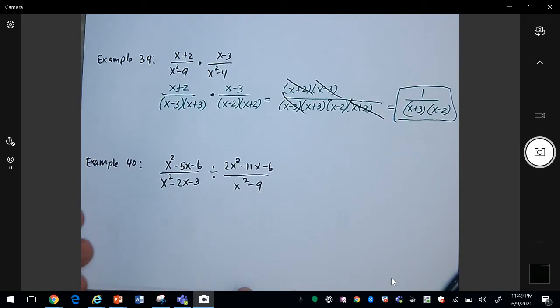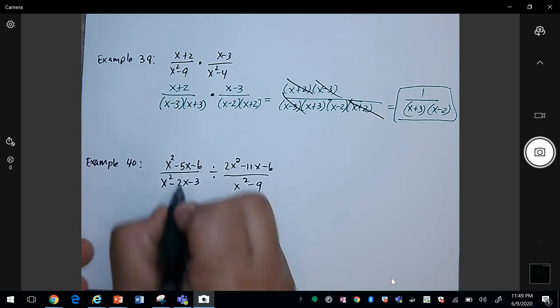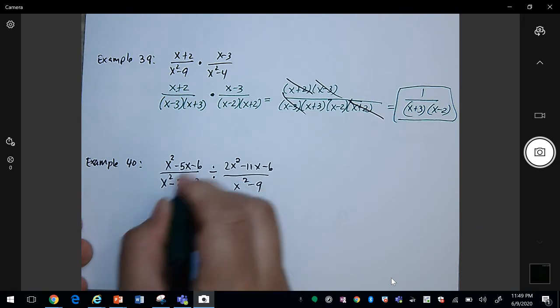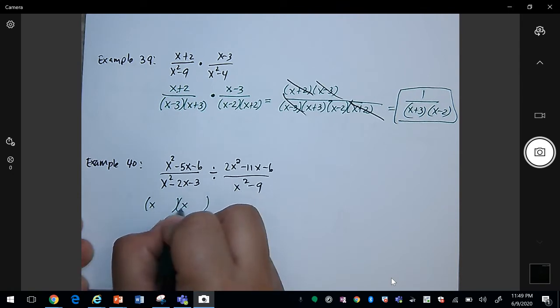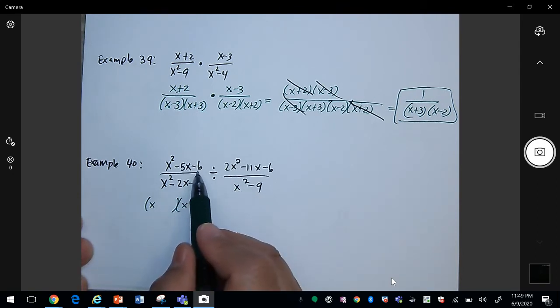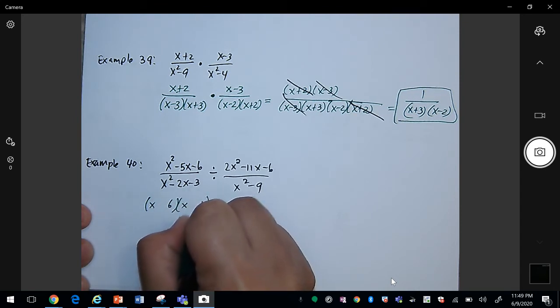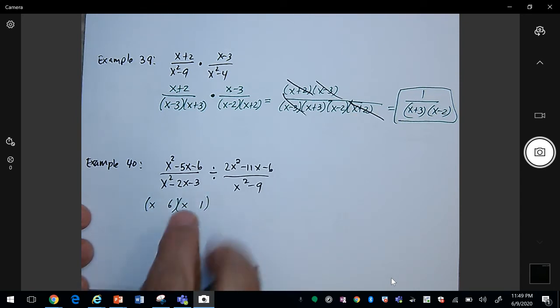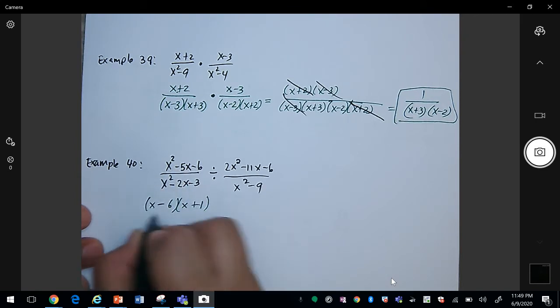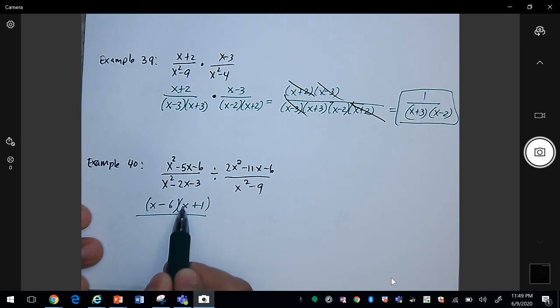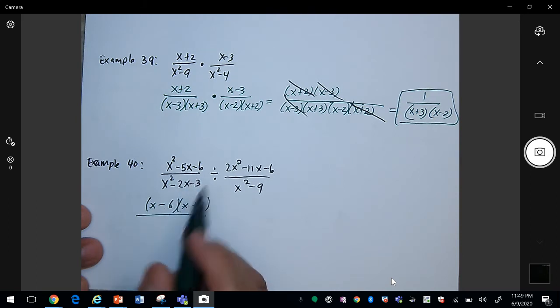Example 40, division. So here we have x squared minus 5x minus 6. That can be factored as x times x is x squared. Then we need the 6 to be a negative. So one would be negative, the other would be positive. The 5 is negative, so the bigger number will be negative. We can check our work. X times x is x squared. X times 1 is 1x minus 6x gives us negative 5x. Negative 6 times 1 gives me negative 6.